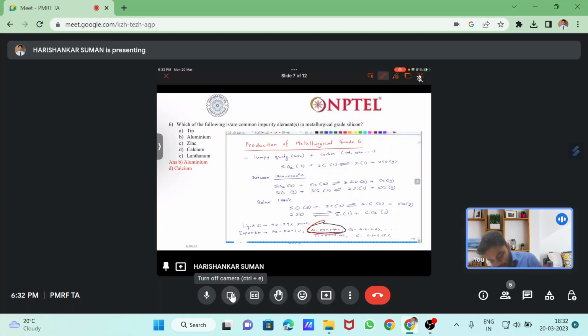This is the aluminum percentage impurity, and iron, aluminum, calcium. So commonly it is aluminum and calcium. Around 6% is calcium and aluminum is around maximum 0.7. Okay, so let's move further.